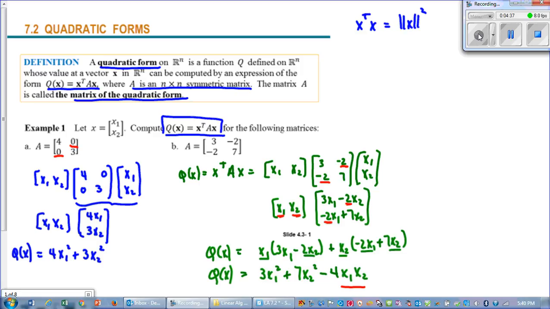Also notice where the coefficients of these squared terms came from. They were just the entries on the main diagonal. Likewise here, the x1 squared coefficient was just the entry in the first row, first column, and the 7 was the entry down in row 2, column 2. Okay, so now what I want to do is go backwards. Given a quadratic form, can we find that matrix of the quadratic form?